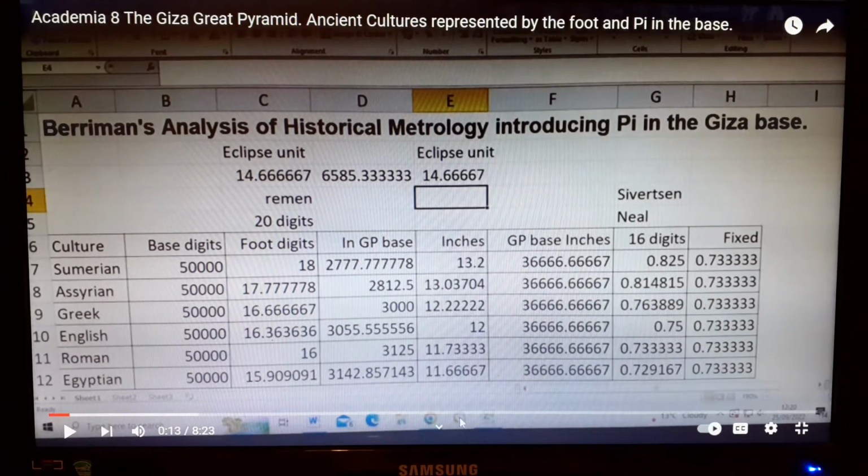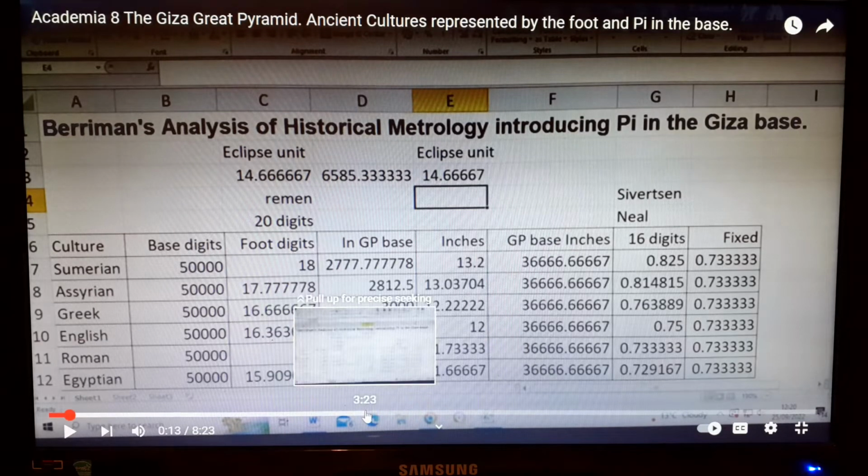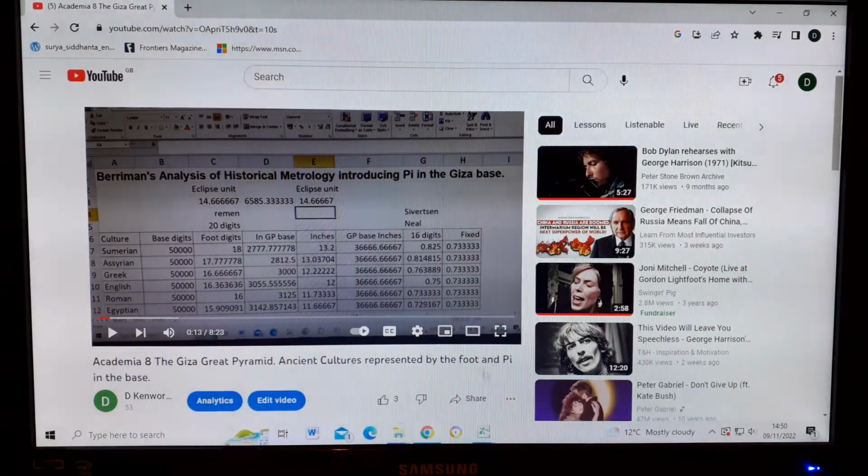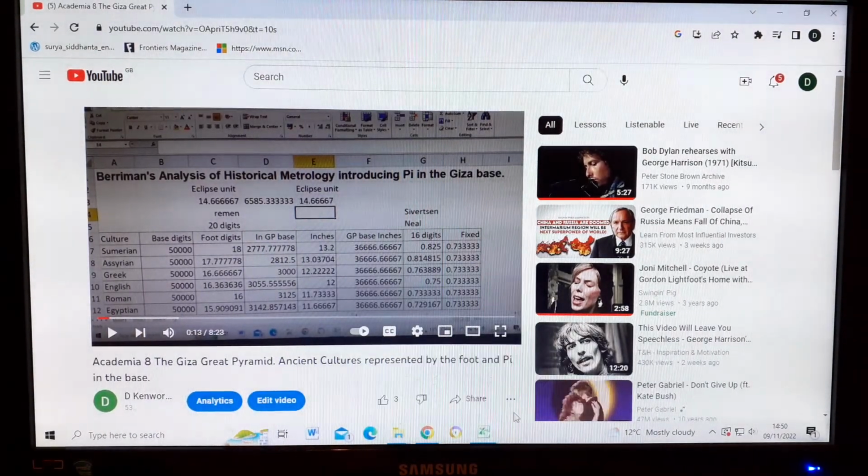Hello, Dave Kenworthy here. Today we're going to look at some continuation work from a video I produced a while back about ancient cultures represented by the foot and pi in the Giza base. We use the Egyptian foot and that produces pi in the Giza base. It's 11.666 inches, and we're going to carry on now with that, and produce a spreadsheet that analyzes this Egyptian foot.